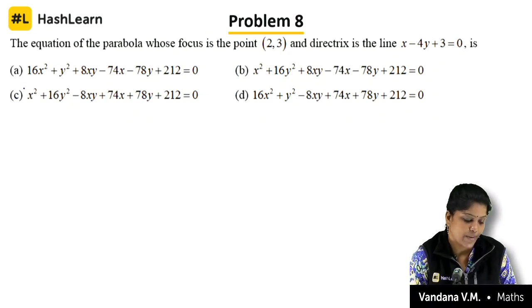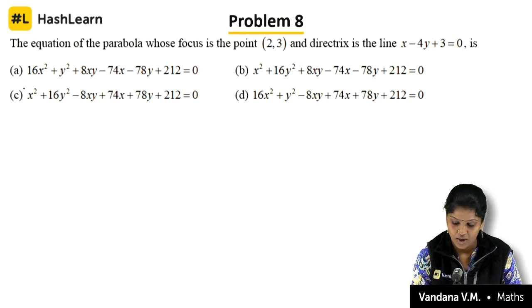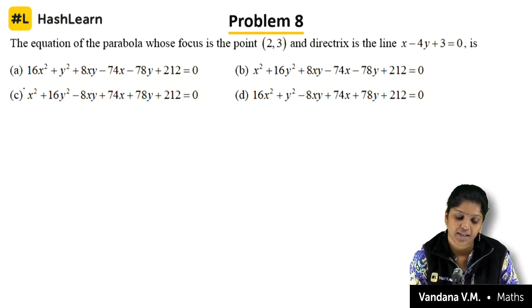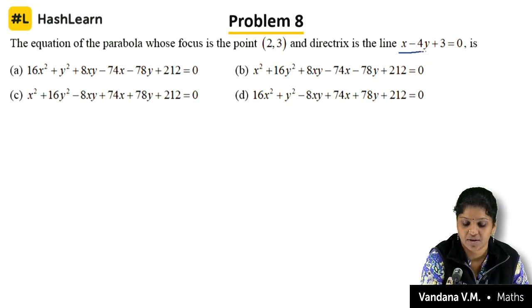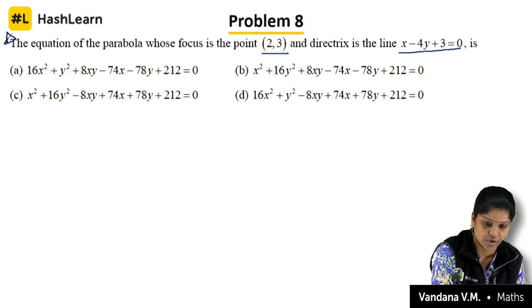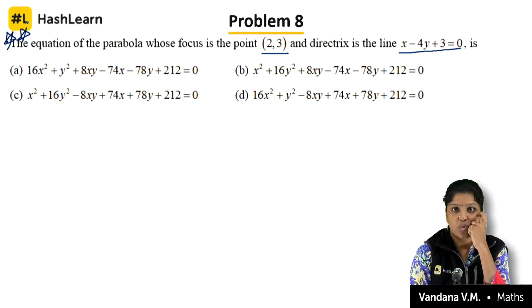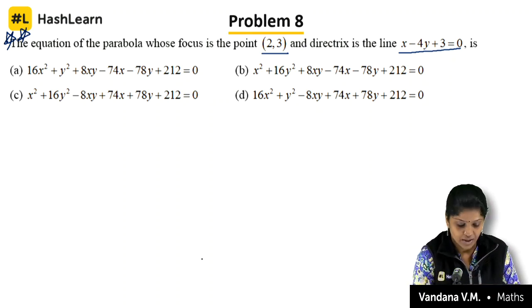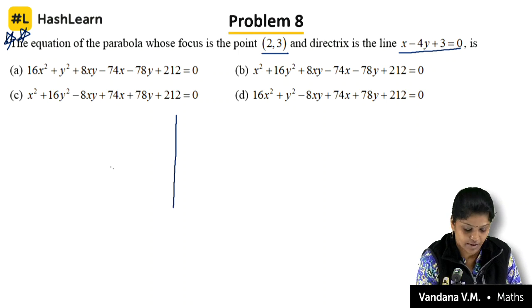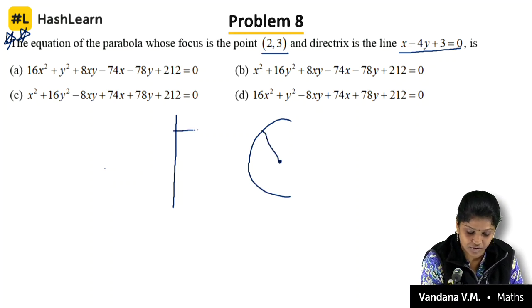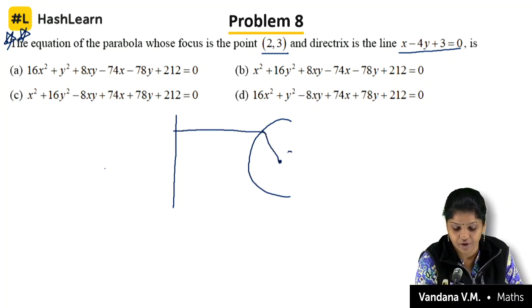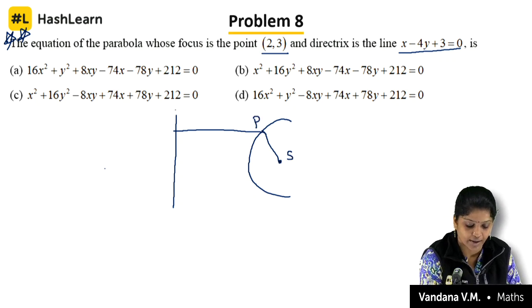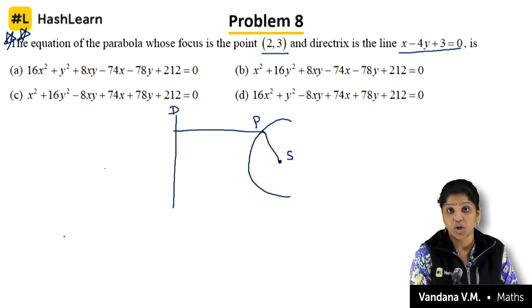The equation of a parabola whose focus is at the point (2, 3) and the directrix is the line... This is a very important and conceptual question. What I told you, the definition, children? The definition of a parabola is that it is equidistant from the fixed point and the fixed line. If I am taking the focus and any point and the directrix, it must be equal distance.